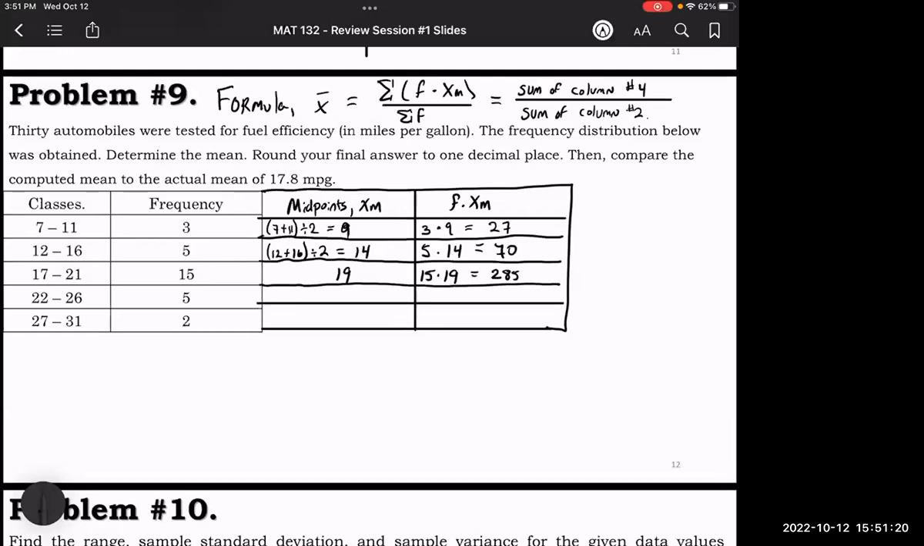And then for your next class? No, your midpoint. Oh yeah, wait, no, it's not 35. 24.